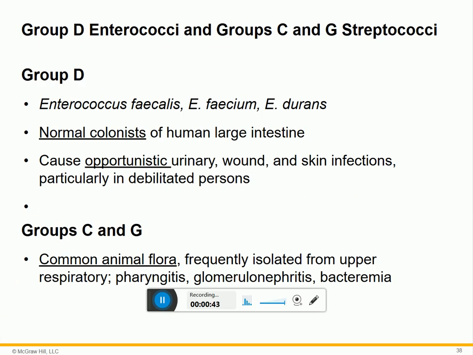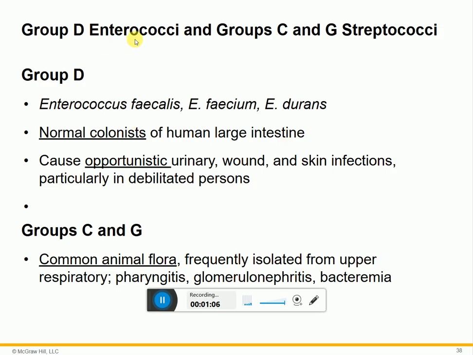Now, group D is also called enterococci because it's found in the enteric system, or in the digestive system. So group D includes Enterococcus faecalis and Enterococcus faecium. And again, I'm not going to ask you about individual names here, but I do want you to know that they are normal colonists of the intestine, hence the name Enterococcus.